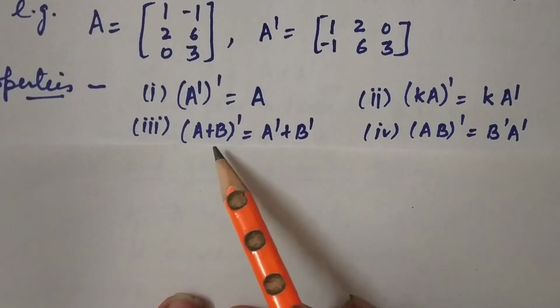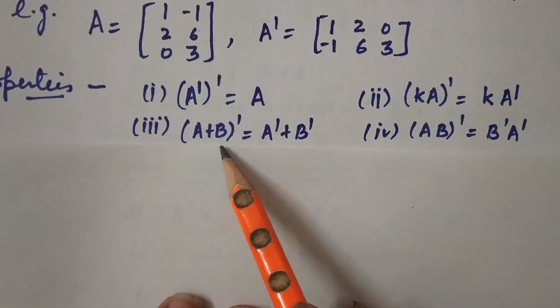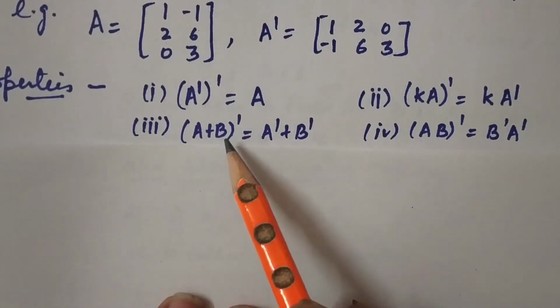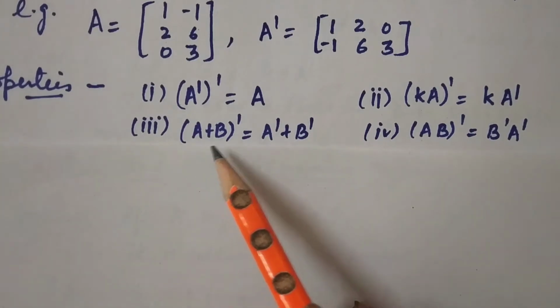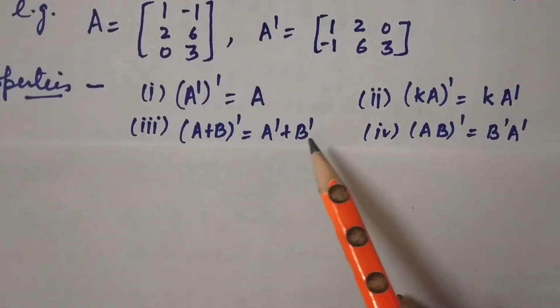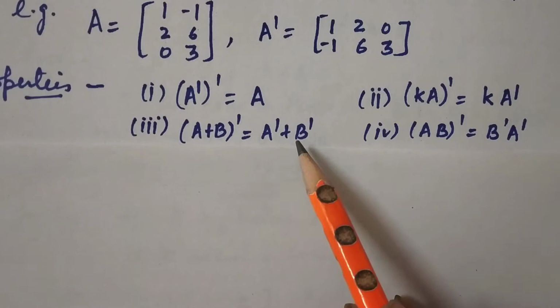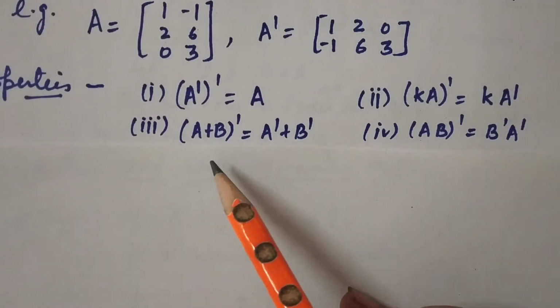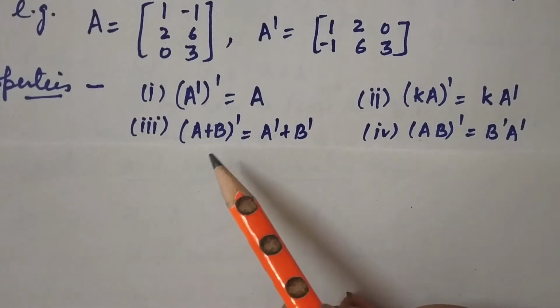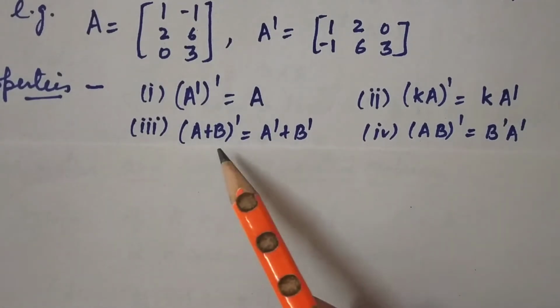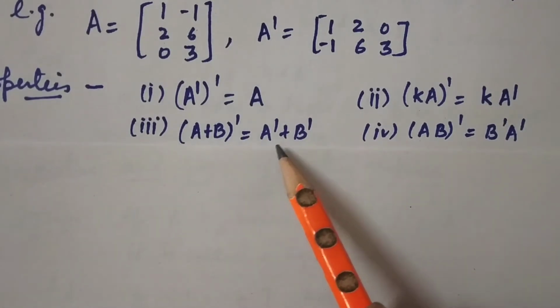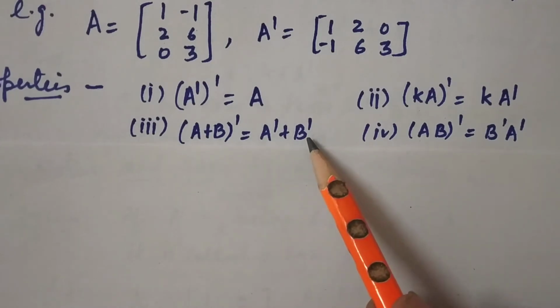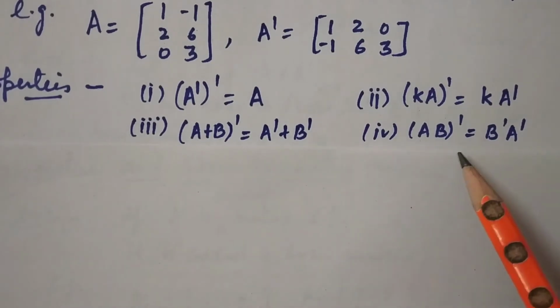Third property is the transpose of the sum of two matrices is equal to the sum of their transposes. Like A plus B, suppose we obtain, and this is a different matrix C, its transpose will be the same as if we find A transpose plus B transpose.